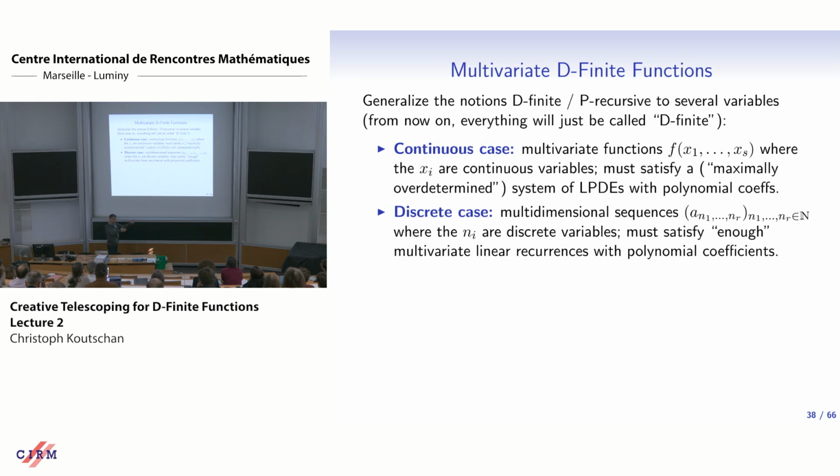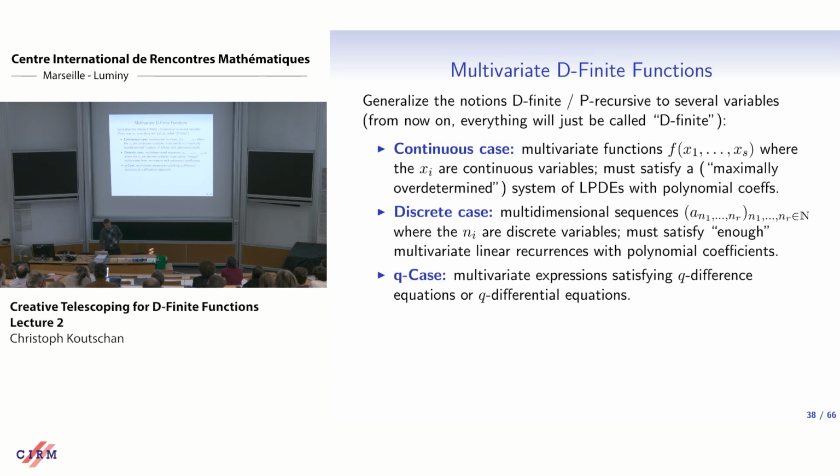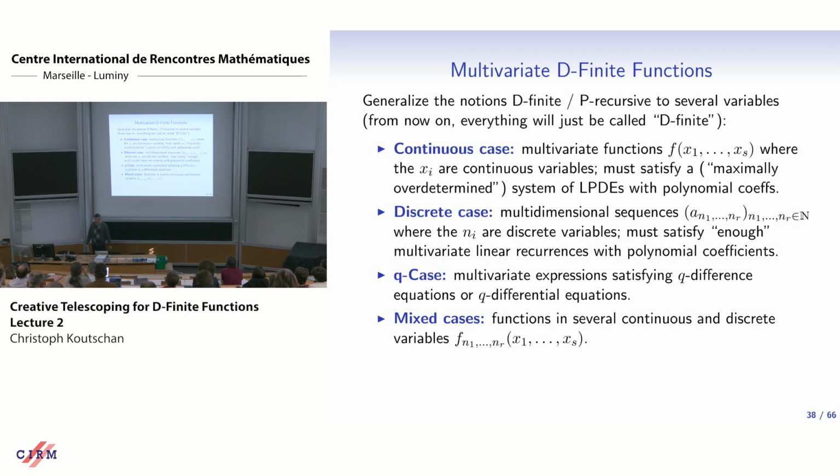Well, in the shift case, that means you talk about multivariate sequences, and each of the indices, n1 up to nr, you can shift. So you get multivariate recurrence equations. Of course, we again want to have polynomial coefficients. Well, of course, also the Q case can be generalized to several variables. This is now not so interesting. And then you can mix the thing.